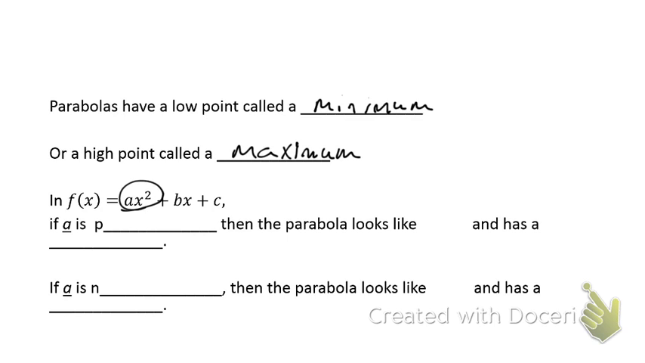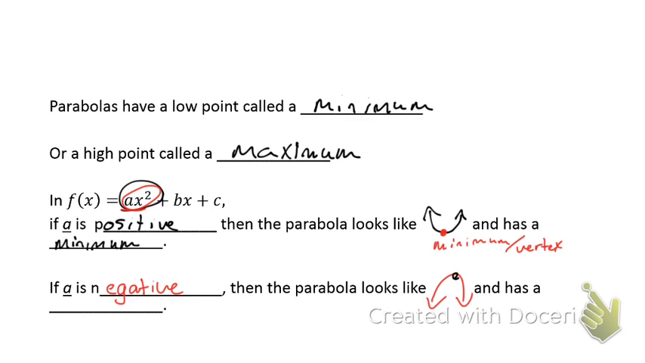If a is positive, then the parabola is going to look like a U that's facing up, and it will have a lowest point called a minimum. And that lowest point is the vertex. If the starting term happens to be negative, then the parabola looks like this, where it's opening down, and it has a high point called a maximum, which again is wherever that vertex is located.